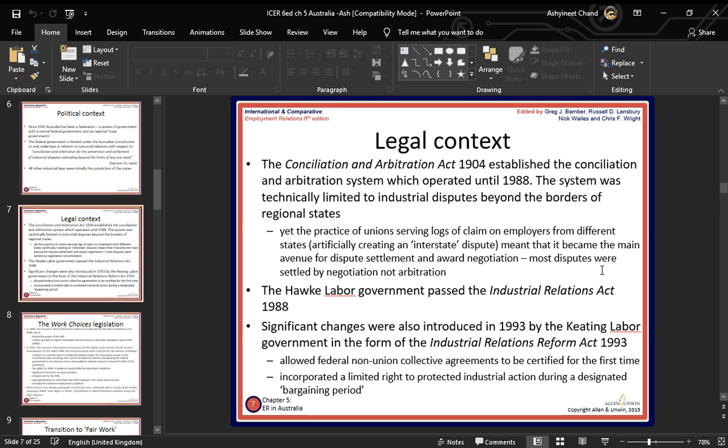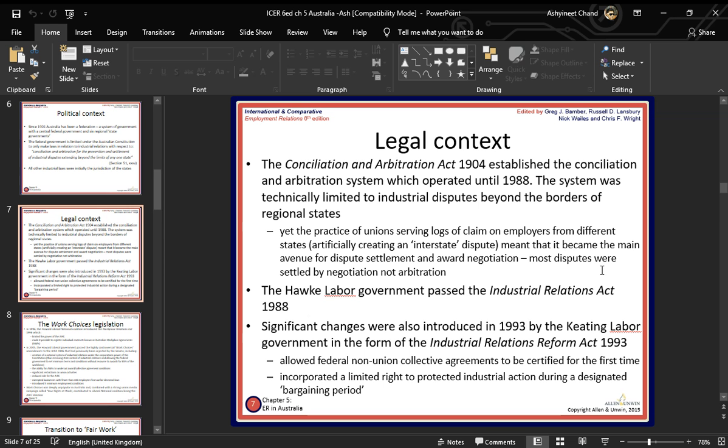So, disputes were mostly settled through negotiation, through collective bargaining, not through arbitration. The Hawke Labour government passed the Industrial Relations Act of 1988. So this is when the Conciliation and Arbitration Act of 1904 was repealed.